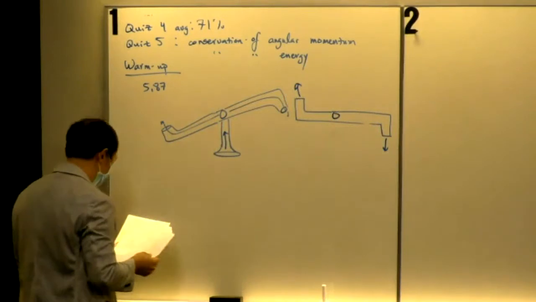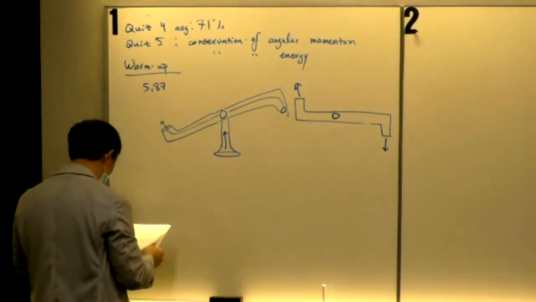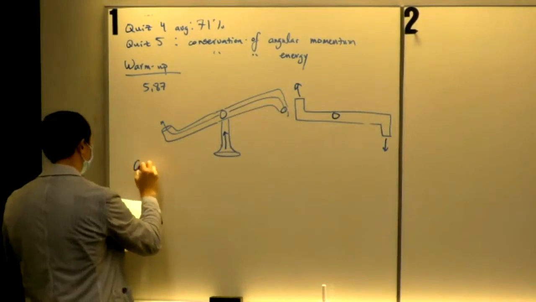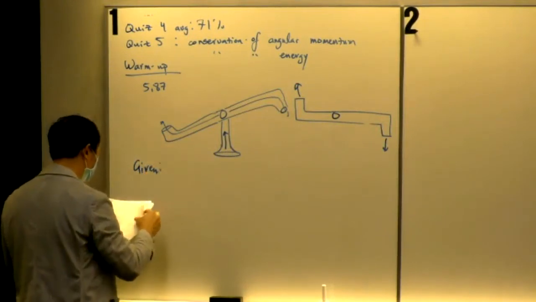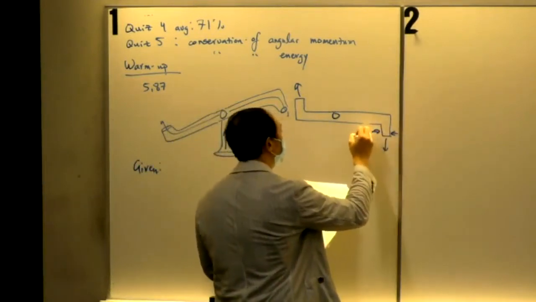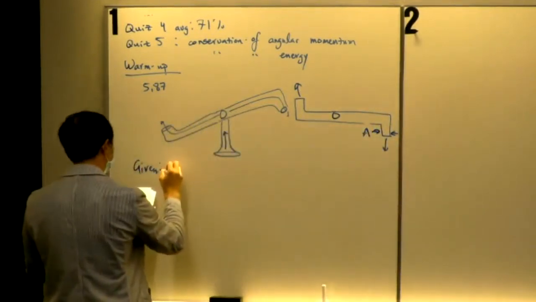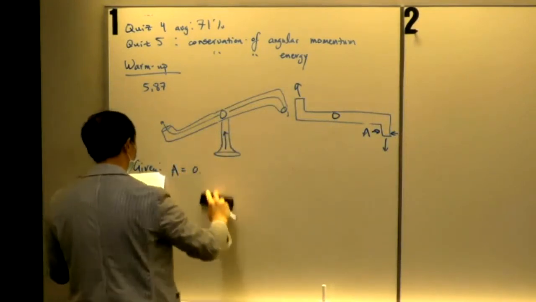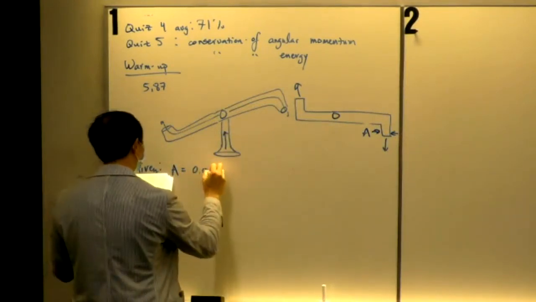And let's see. There are three parts of this problem. First, you're given the area of each nozzle. So you're given A. A is equal, it's pretty small, 4 inch squared.